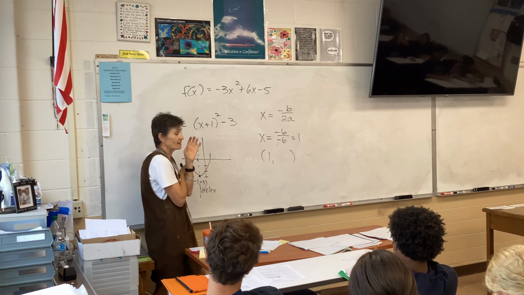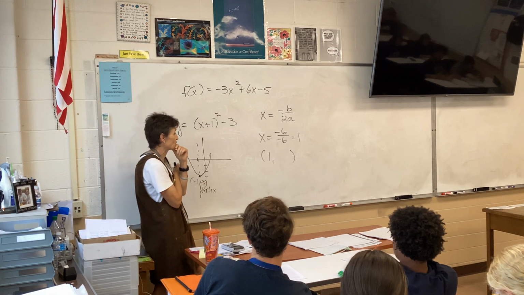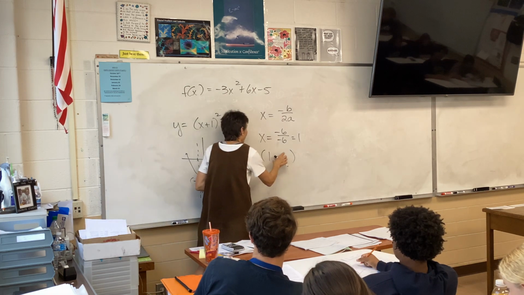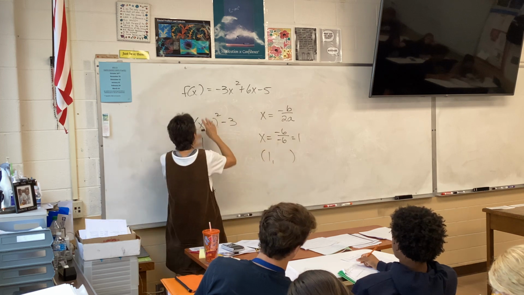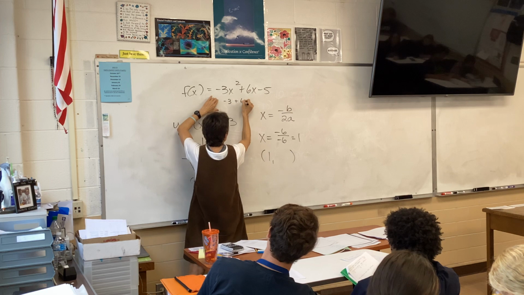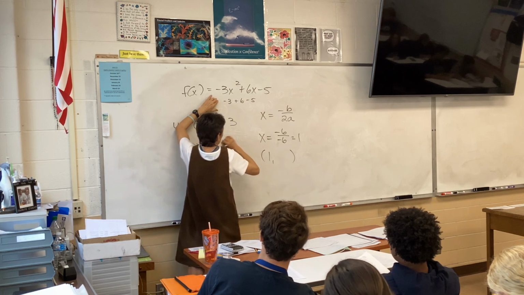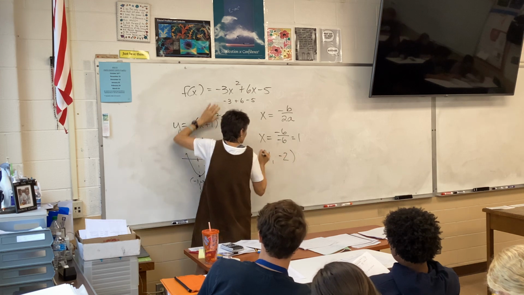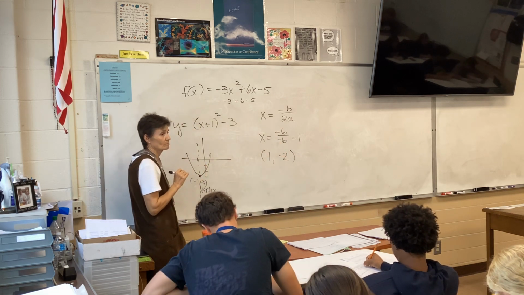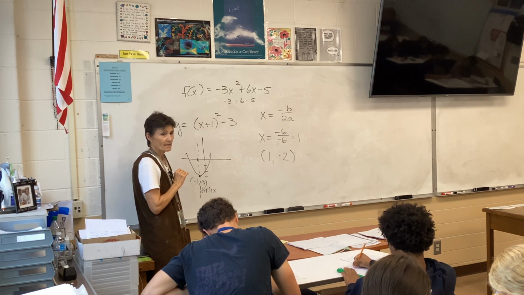Well, it could be negative 5, it isn't, but there's nothing stopping it from that. How do we always find y? We plug in the x. We're just gonna plug it in. So that's just gonna be negative 3 plus 6 minus 5. I got negative 2. The vertex is (1, negative 2).